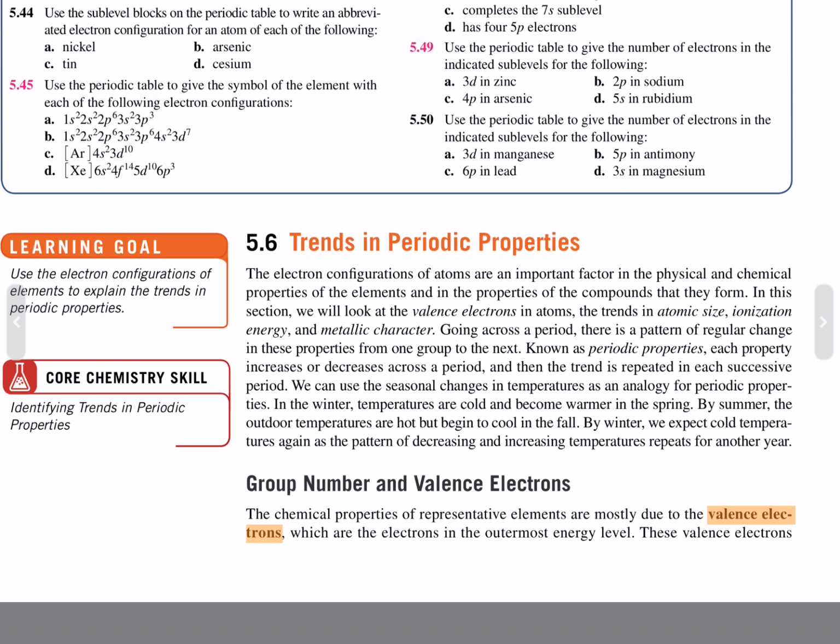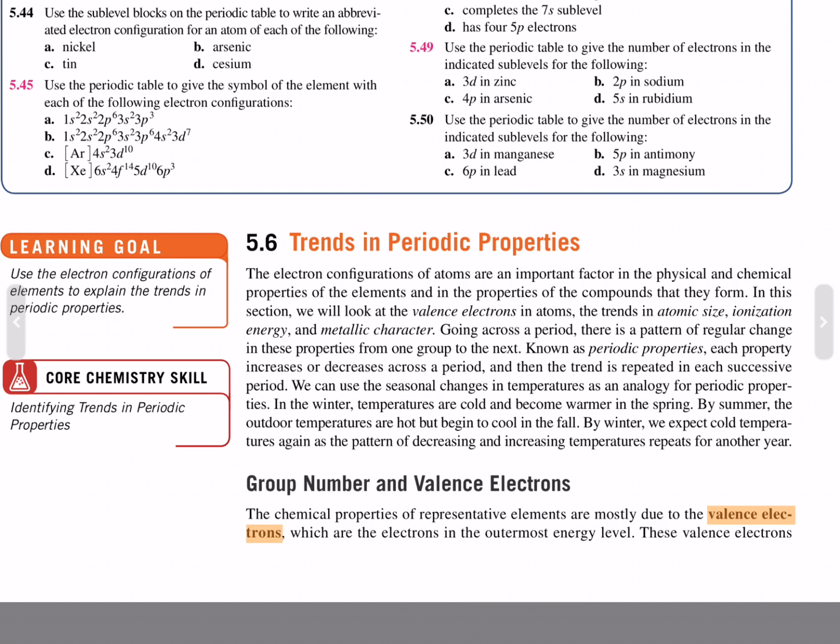5.6 Trends in Periodic Properties. The electron configurations of atoms are an important factor in the physical and chemical properties of the elements and in the properties of the compounds that they form. In this section, we'll look at the valence electrons in atoms, the trends in atomic size, ionization energy, and metallic character. Going across a period, there's a pattern of regular change in these properties from one group to the next.